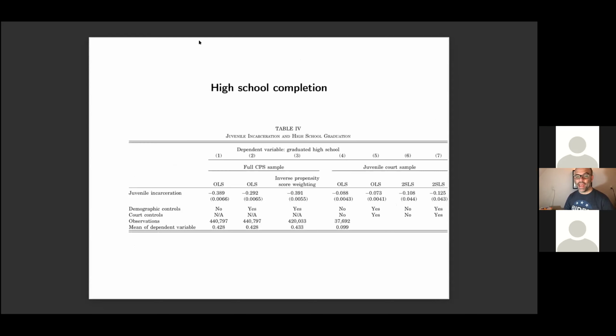All right, so now we get our two-stage least squares results. Real quick though, did you notice something? Notice in that last table, where's the F statistic?